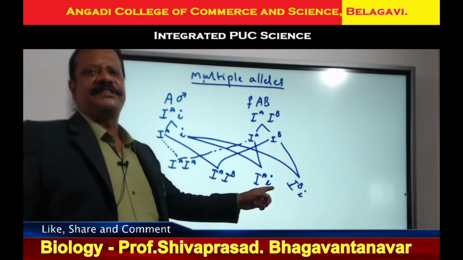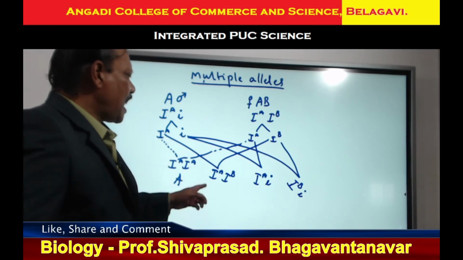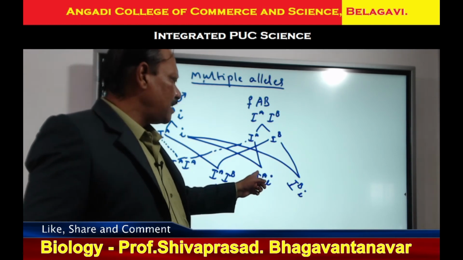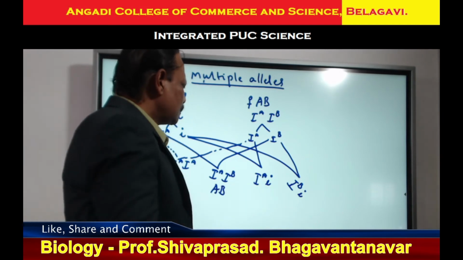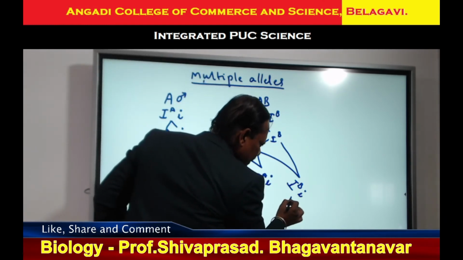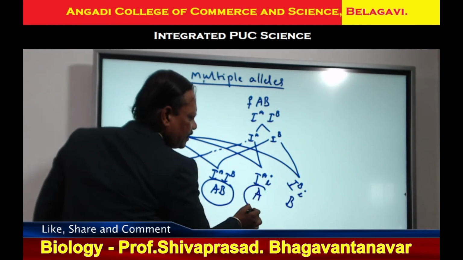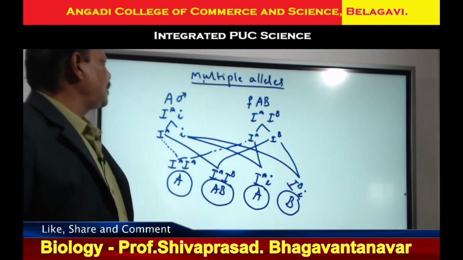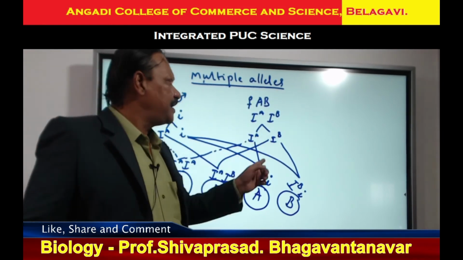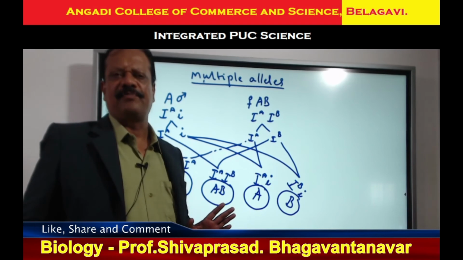Now correlate the genes with the blood group. IA, IA is indicating blood group A. IA, IB is indicating AB. Now IA, i: because the dominant character and small i is a recessive character, the blood group will be A. Here again the same, blood group will be B. So possible blood groups are A, AB, A and B. So if the father is of A group and mother is of AB group, then their children's possibilities are A, AB, A and B. Such combinations you are getting.